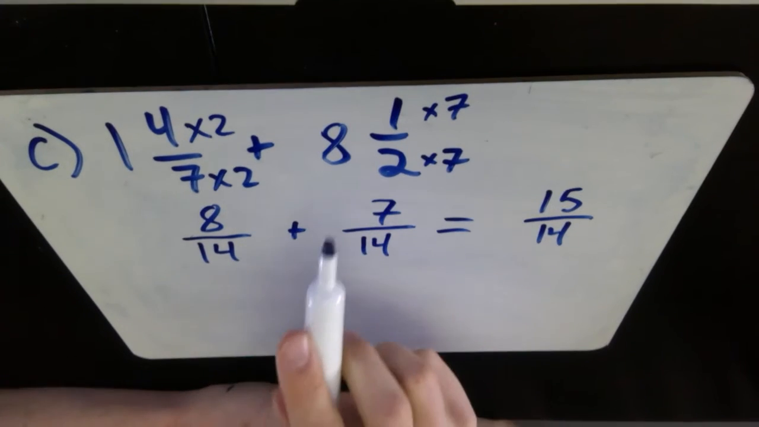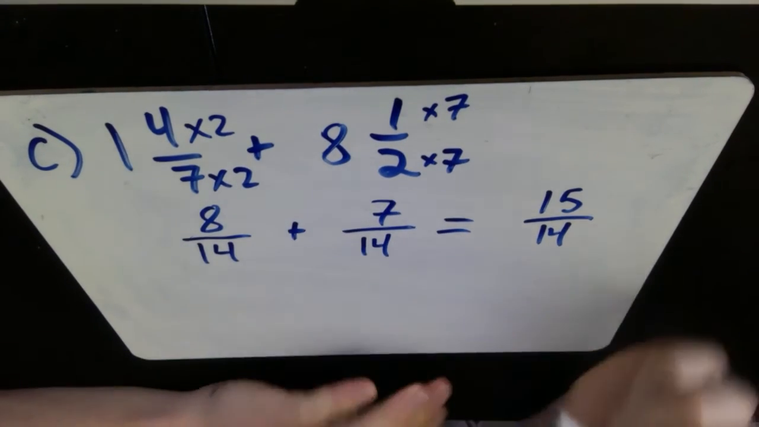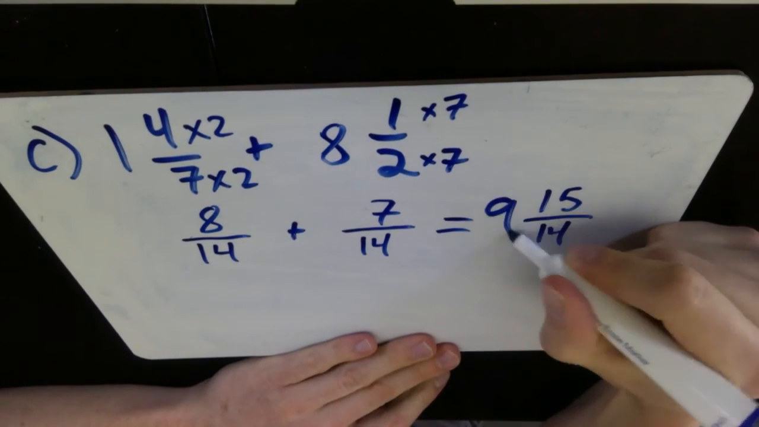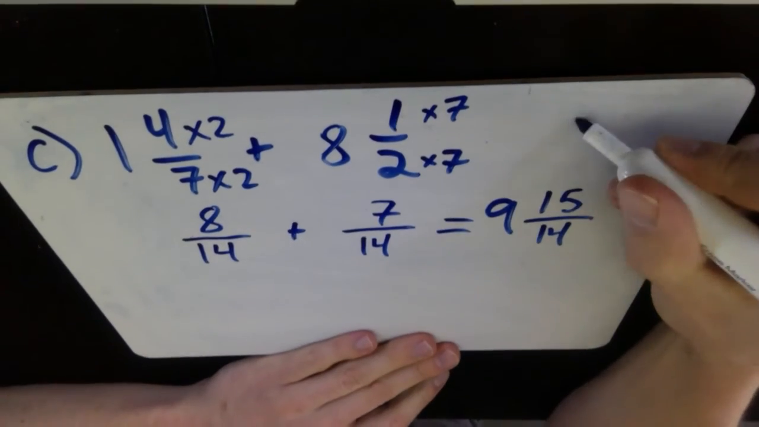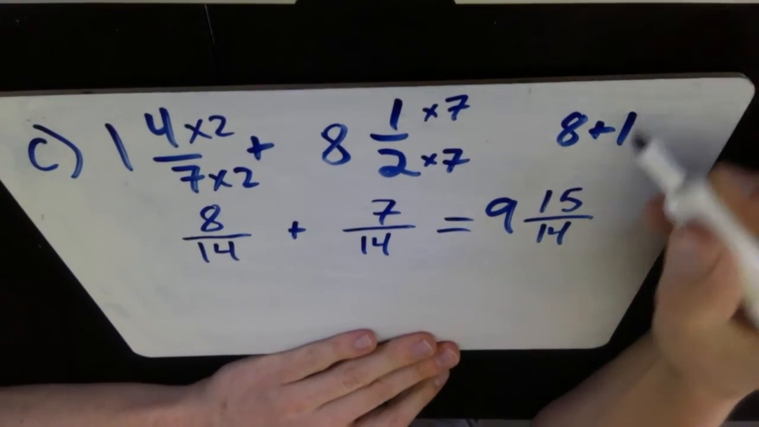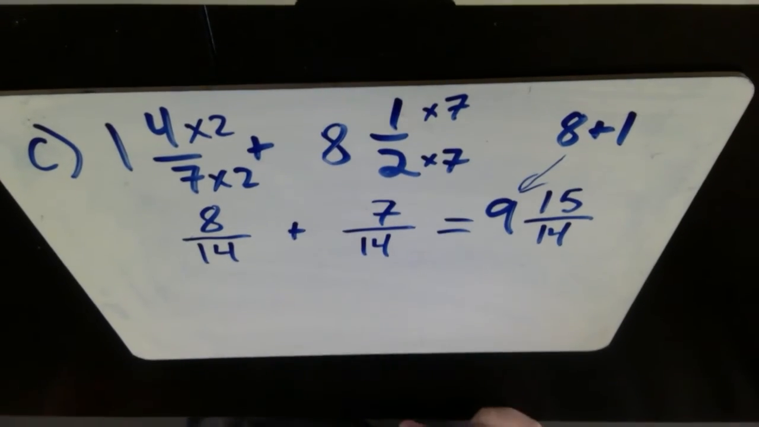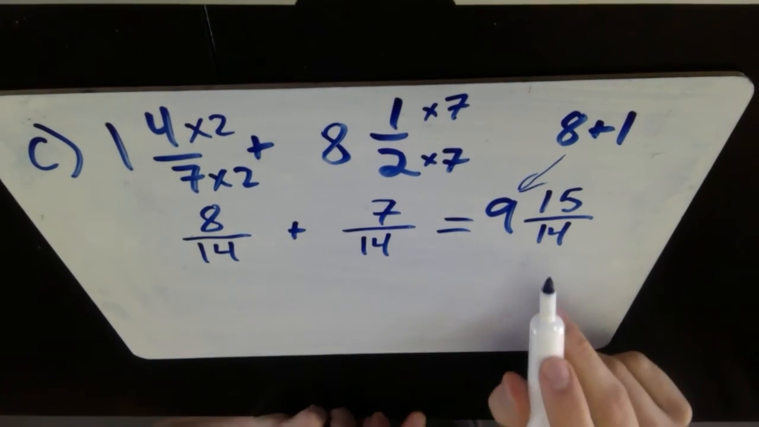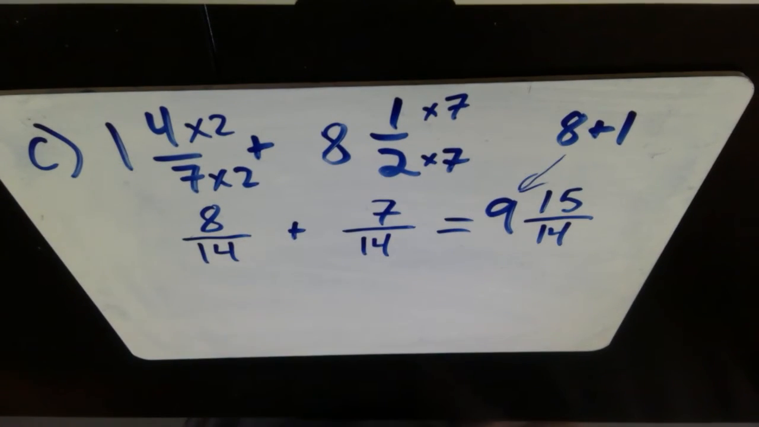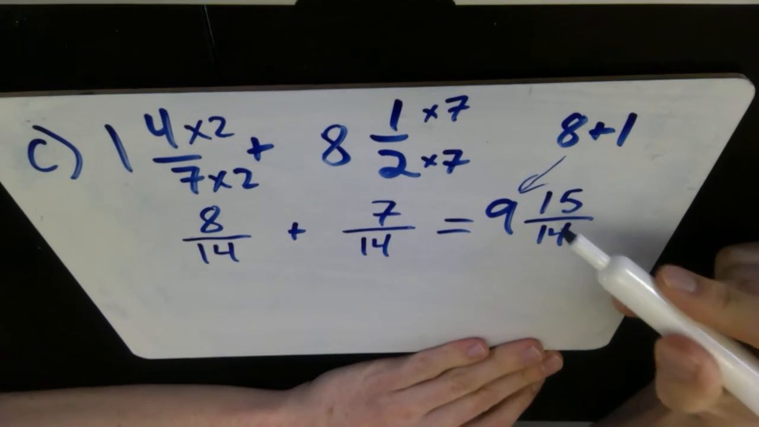What do we not want to forget about? Our whole numbers. 8 plus 1 is 9. Write that over here just to remember what we're doing. 8 plus 1, remember these are our whole numbers, got us to 9. We're not quite done this question though. And why not? Because there is an improper fraction here.